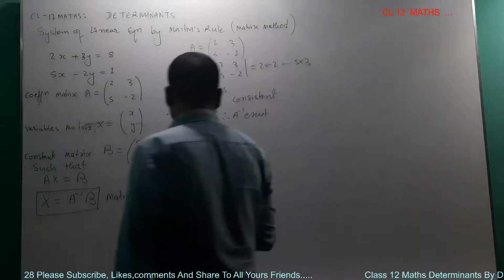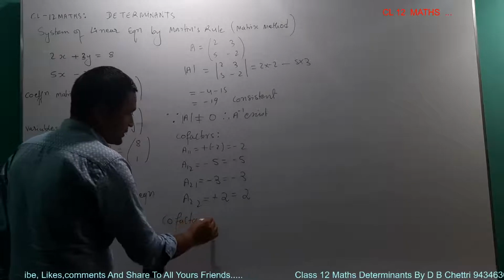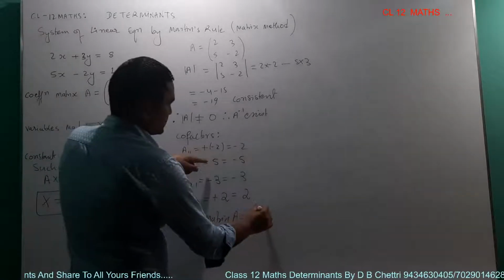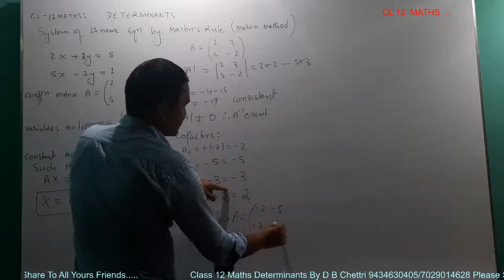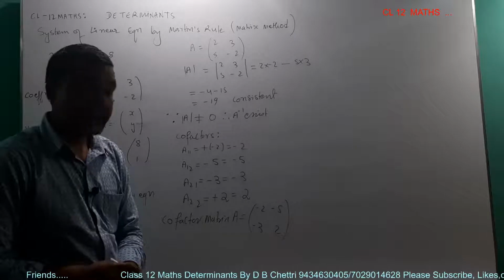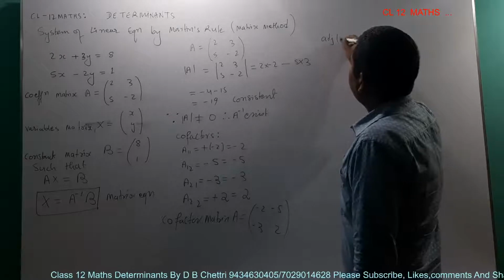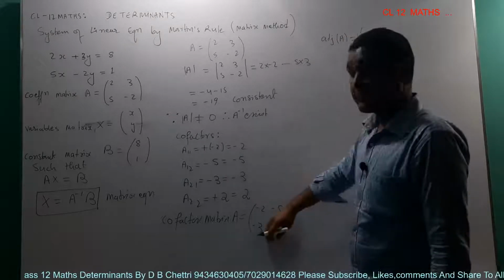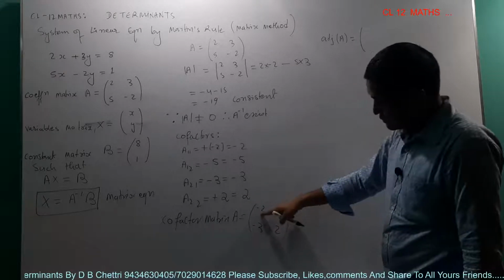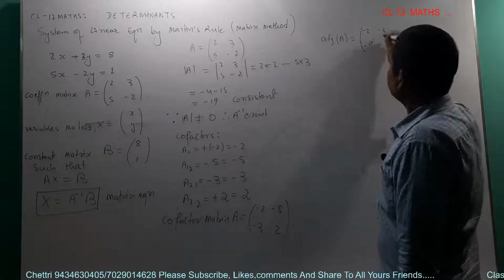Now write the cofactor matrix. Cofactor matrix of A equals minus 2, minus 5, minus 3, 2. Now the transpose of the cofactor matrix is called adjoint. Now let's get the adjoint. Adjoint of A is the transpose of this cofactor matrix, that means change row into column, or column into row. I am going to change row into column: minus 2, minus 5, minus 3, 2.